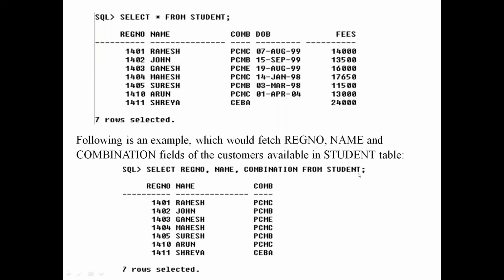Right? When you execute this, again you get output as register number, name, and combination. These 3 columns of data you will get, and in total again you will get 7 rows selected. It means that table contains only 7 records or tuples.